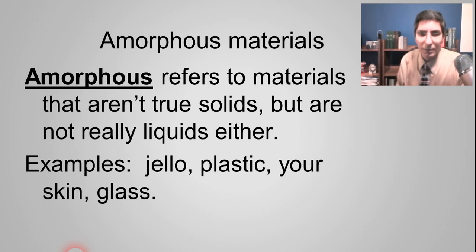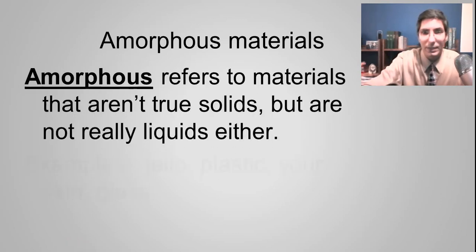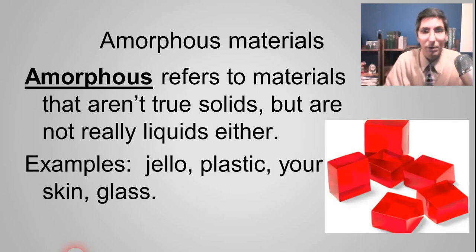So I gave you a couple examples. Jello is a good example of that, as we can see here. Or plastic. Your skin is a good example of this. Imagine if your skin and your body were made of pure solid. You were crystalline. Well, you wouldn't be able to move, would you? Fortunately, our skin and our muscles are basically an amorphous material, so we can move and we can flex. Our skin is stretchy to some extent so that you can move easily.